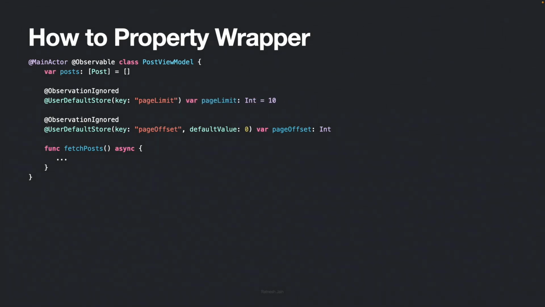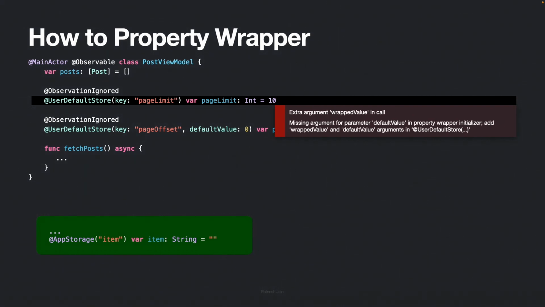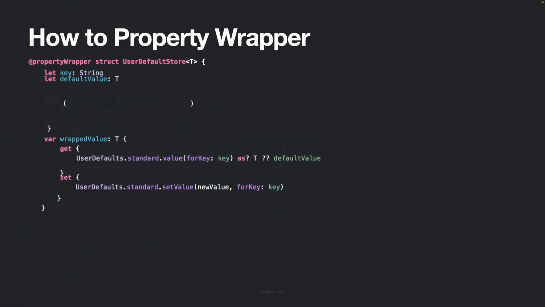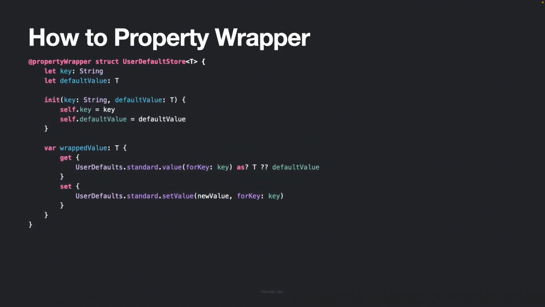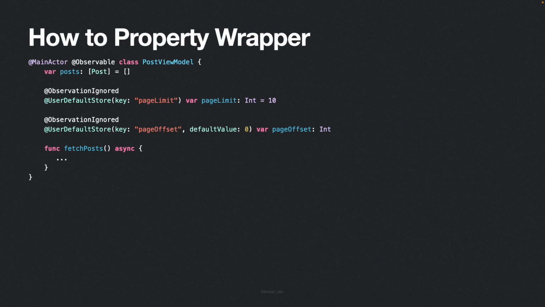But what if I wanted to write like this, which is similar to what we have in the AppStorage type? We will get this error: extra argument wrappedValue. This is happening because the default initializer is like this. The first argument is key and the other argument is default value. If we add another initializer that takes the wrapped value first and the key second, the first wrapped value will be considered as the default value. So we can have this syntax here as well, and we can also change it to this.